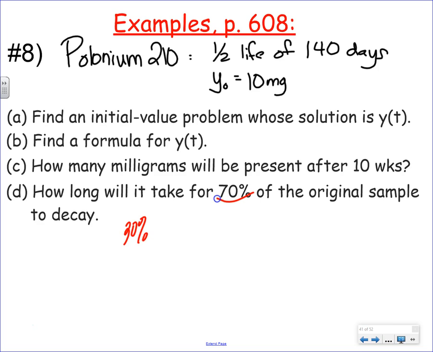Not 70. Careful. That's what decayed. What's left? 30% remaining. Right? So I'm going to set my ratio, which is y of t all over y sub naught, equal to 0.3 equal to e to the, what was it, 1 over 140?